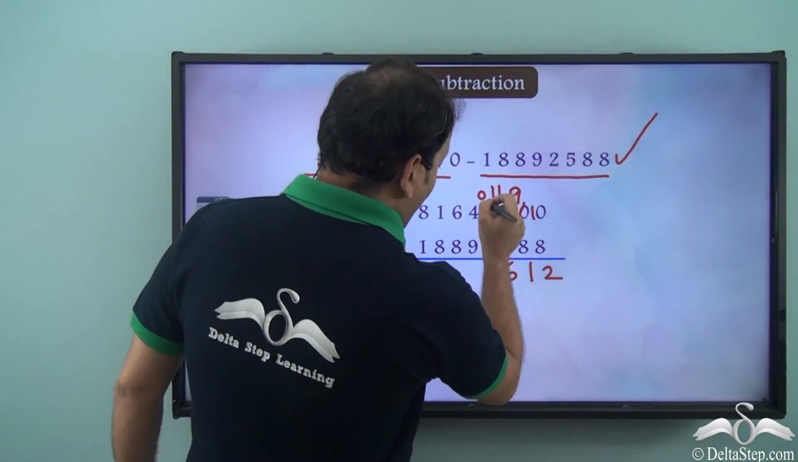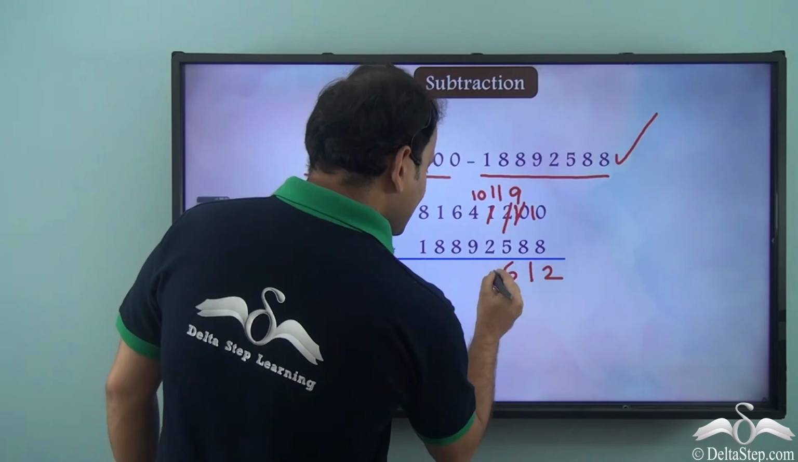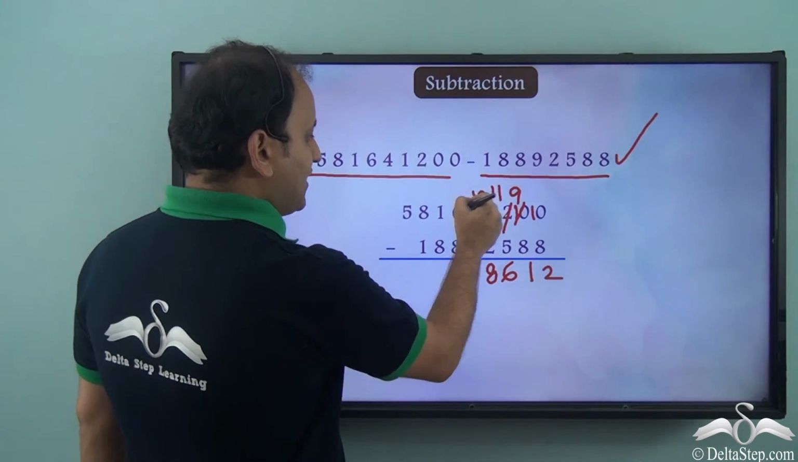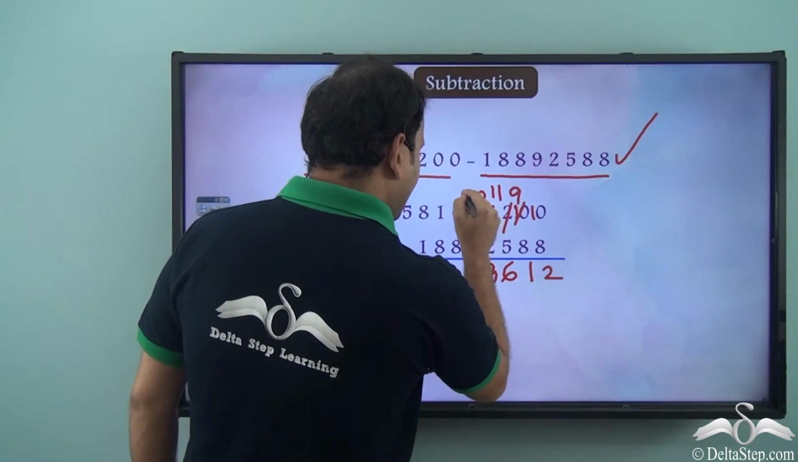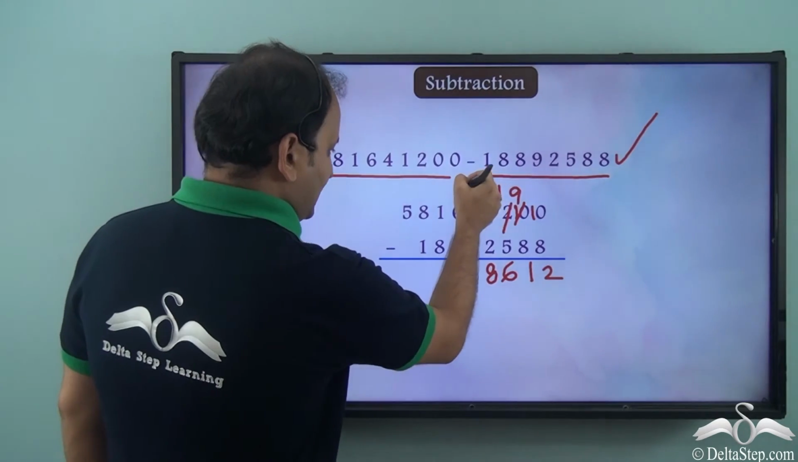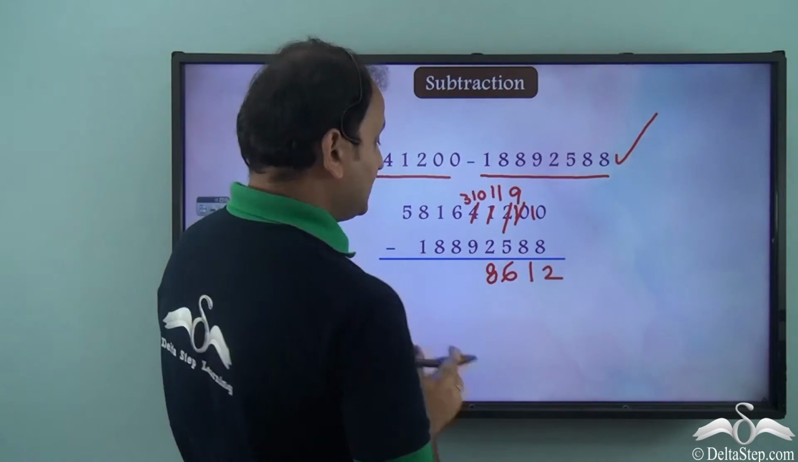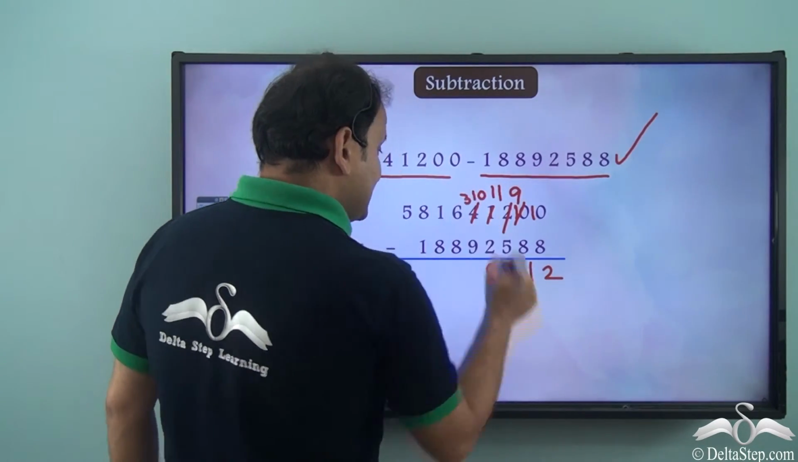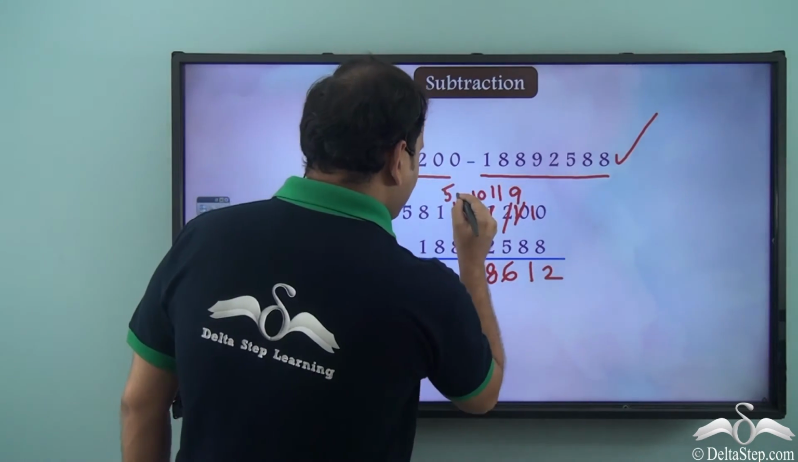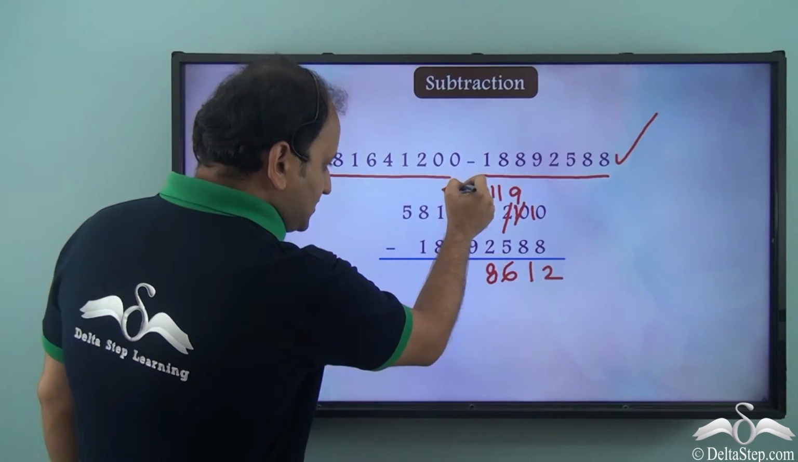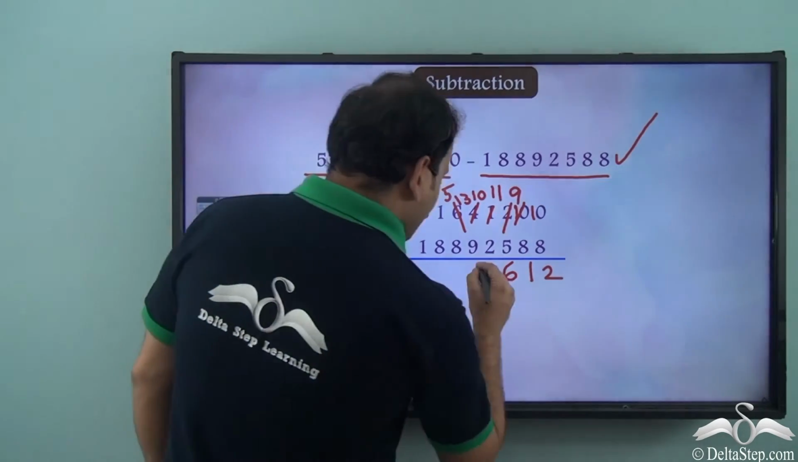Now again, here we have 0 minus 2, which is not possible. So it will borrow 1 from this 4. So this will become 10. 10 minus 2 is 8. Now this 4 has given 1 to this 0. So it is left with only 3. So we have 3 minus 9. Again, 3 minus 9 is not possible. So it will take 1 from this 6. So this 6 will become 5 and this will become 13. Now 13 minus 9. 13 minus 9 is how much? It's 4.